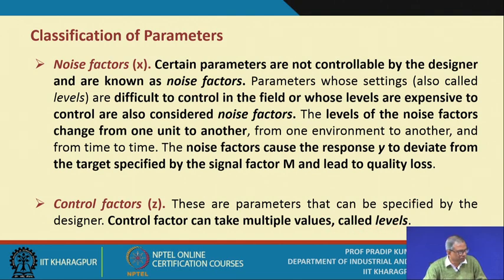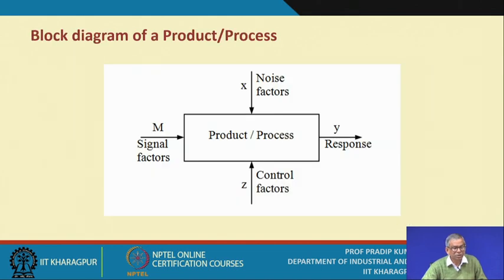Is it okay? So this is the block diagram of a product or the process. So you must have in your mind this particular block diagram. So what is the block diagram? That means there is a product or the process. Whenever you talk about the process, it can be of one step or of 100 steps. So from this product or the process, you expect the response.